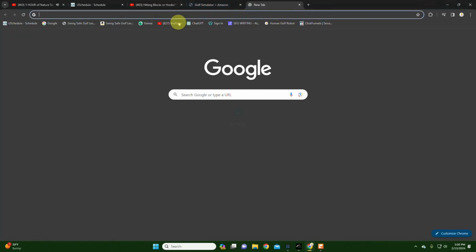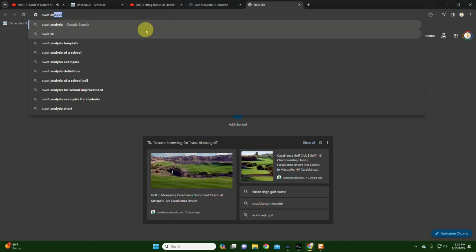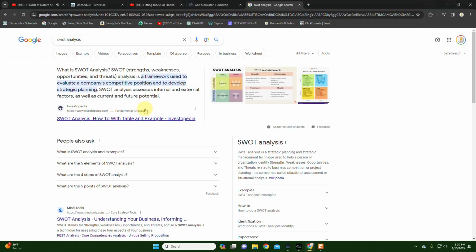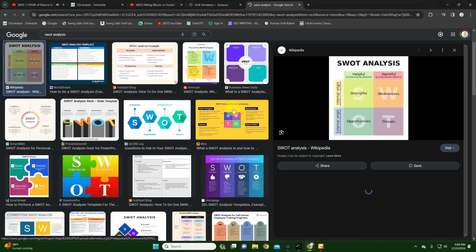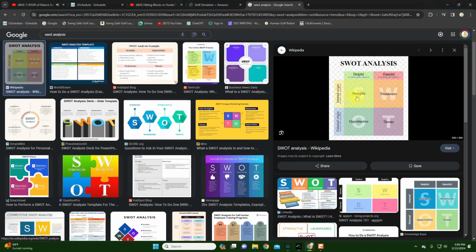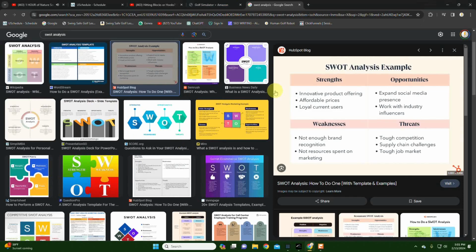I want to talk to you about something first. There's something in the world that's called a SWOT analysis. Have you heard of this? You'll learn about it as you get older. It's strengths, weaknesses, opportunities, and threats. I learned about this a long time ago. Basically, in your golf game, you use a SWOT analysis to determine what to work on, right?